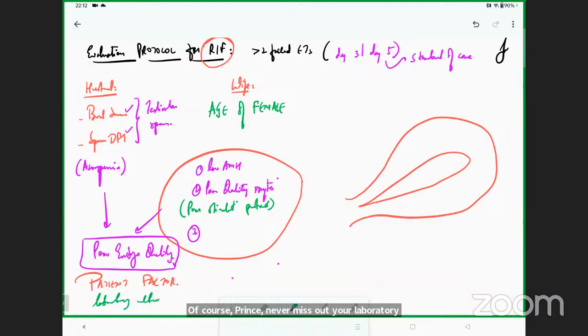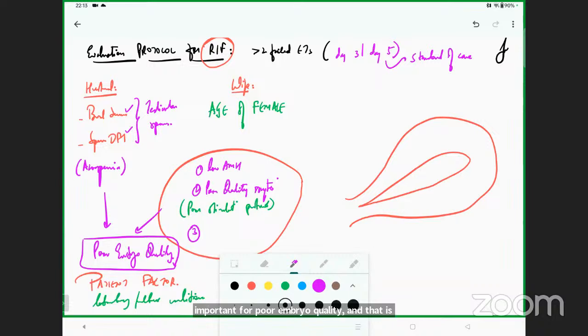Of course, friends, never miss out your laboratory and culture conditions, because that is something which is very, very important. If your laboratory has not been optimized, see, you will never hear anybody say that I have a bad laboratory. It is below their dignity to mention something like that. But a person who is doing the laboratory work will know that laboratory and culture conditions are very, very important for poor embryo quality. And that is something which you have to keep a very, very strong eye on as far as evaluation for recurrent implantation failures in your patient is concerned.